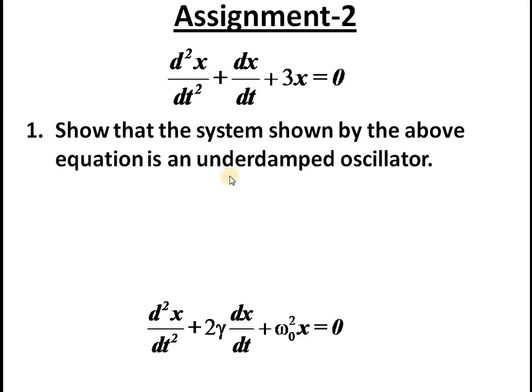You know the condition for an underdamped oscillator; we have already written it. Here you can get the values of gamma, omega 0, etc. from this equation. You can compare with the standard equation, then obviously you will get the values of gamma and omega 0. Then prove whether it satisfies the underdamped oscillator condition. That you can do, I am sure.